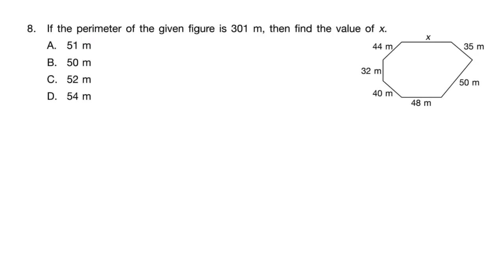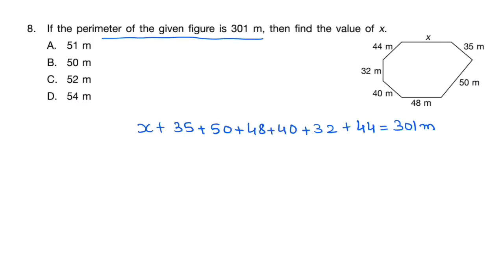Question 8. If the perimeter of the given figure is 301 meter, then find the value of x. Perimeter of any figure is the sum of all sides. So we can write it as x plus 35 meter plus 50 meter plus 48 meter plus 40 meter plus 32 meter plus 44 meter is equal to 301 meter, because it's written that the perimeter of the given figure is 301 meter.